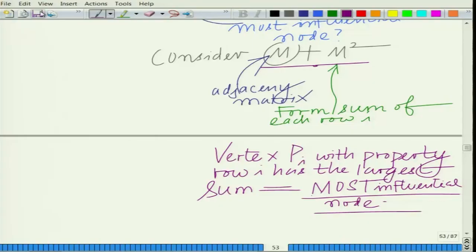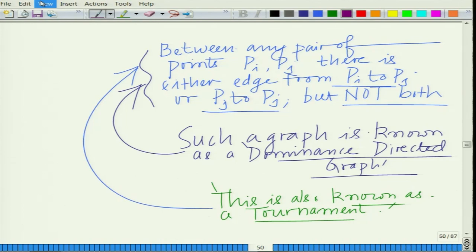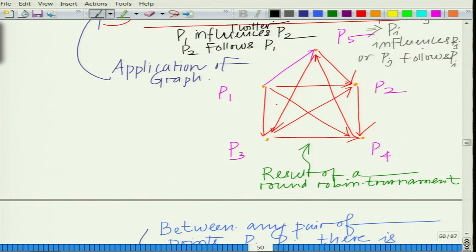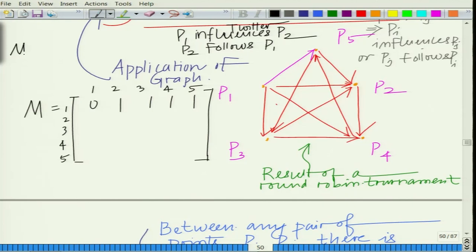So, to determine that, let us quickly write the adjacency matrix for this graph, which is not very difficult. Recall that M ij equals 1 if pi influences pj, that is, if there is a directed edge from pi to pj. Node 1 influences 2, 3, 4, 5, so it will have 1s in all these positions.